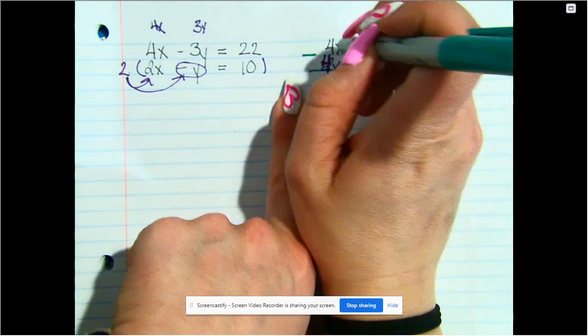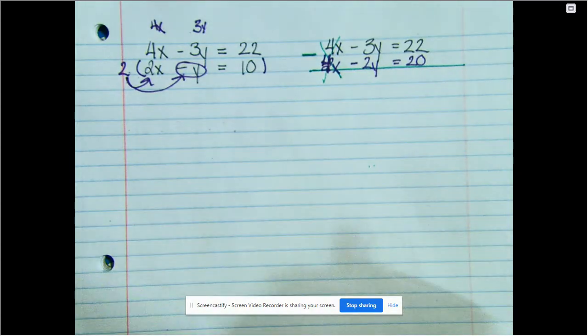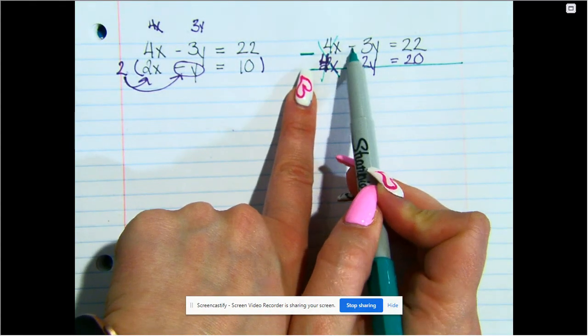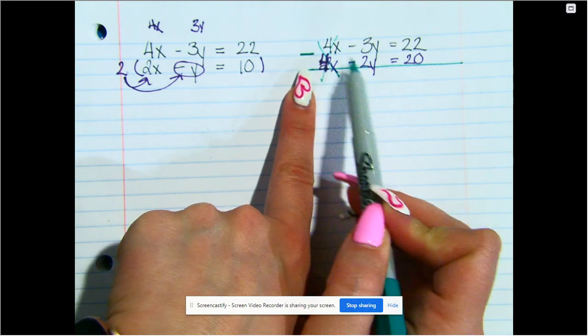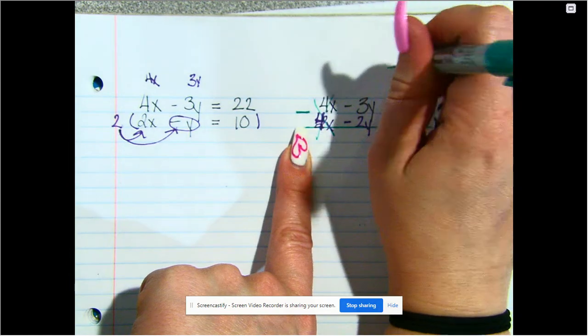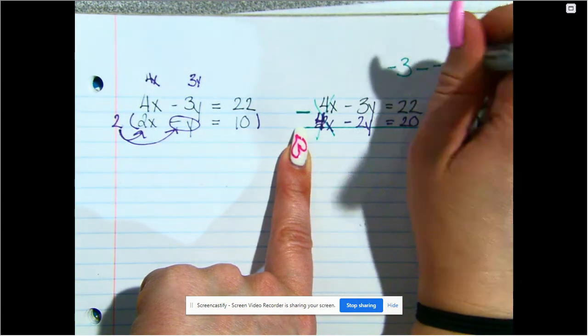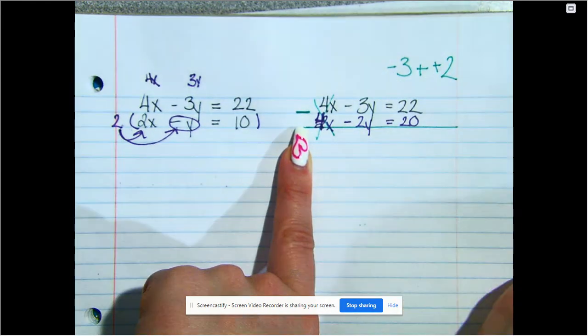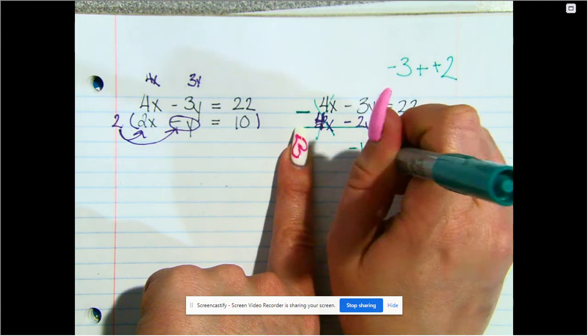Okay, so 4 minus 4, 0, created my 0 pair. I eliminated them. Be very, very careful here. Negative 3 minus negative 2. So what I'm saying is negative 3 minus negative 2. Okay, if I write it out like that, it really looks like negative 3 plus 2, which is negative 1y.